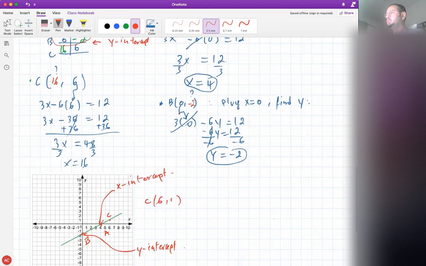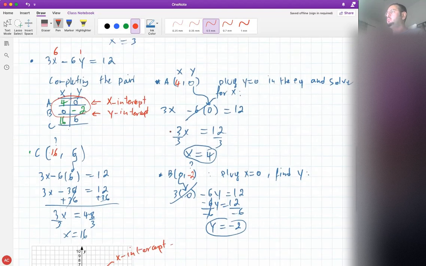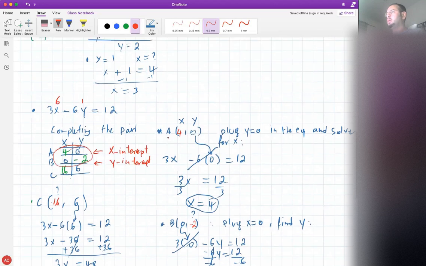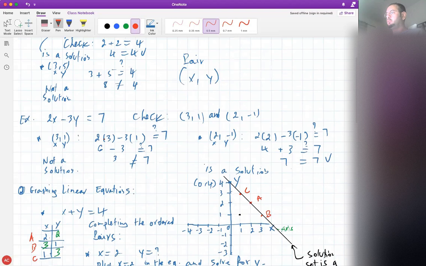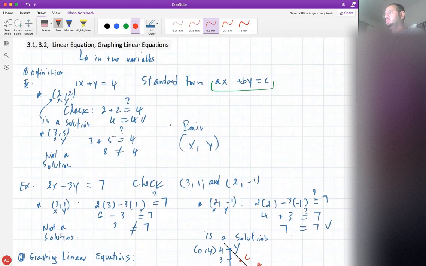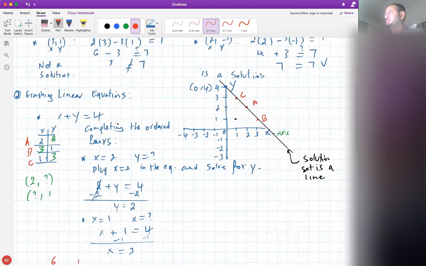So that's basically how you graph any equation. Any equation you can graph it this way, and you can check any pair. You can have any equation, have any pairs. All you have to do is plug them in and check, see if they're solutions or not. And yeah, that's basically it. It's how you solve equations in 2 variables.